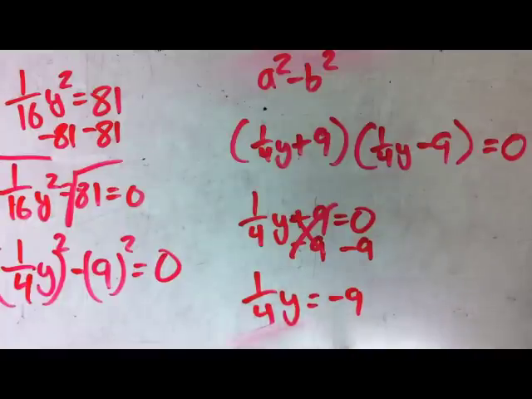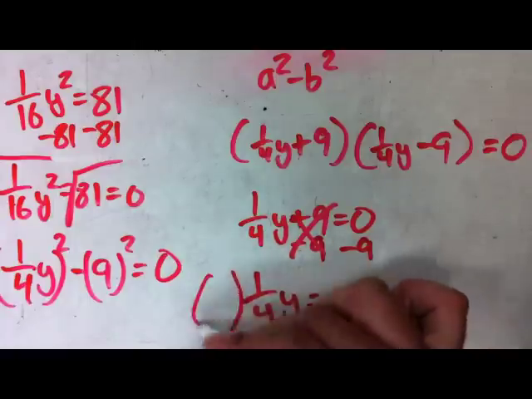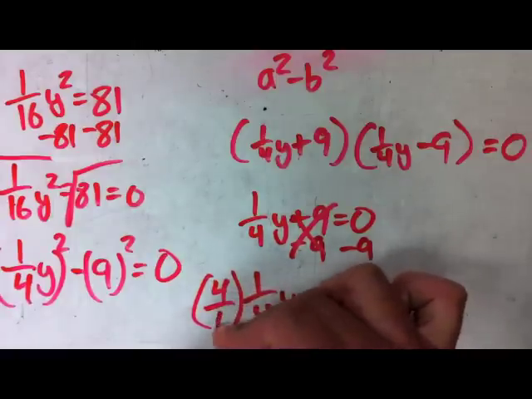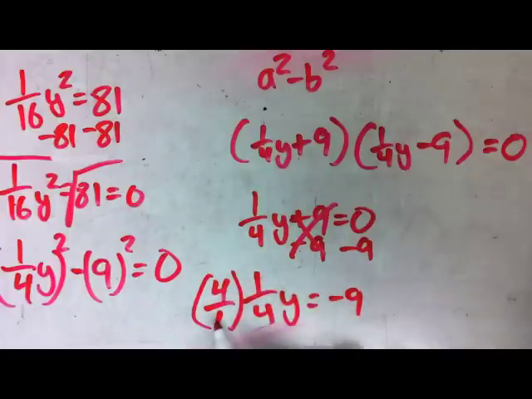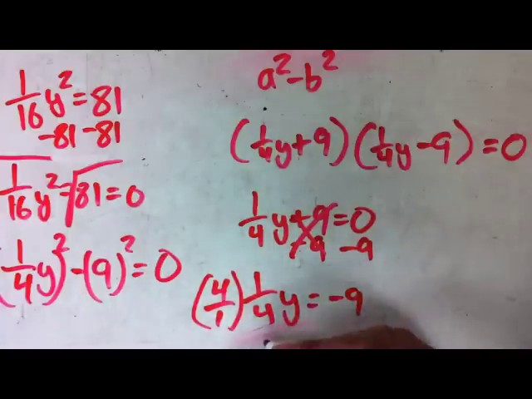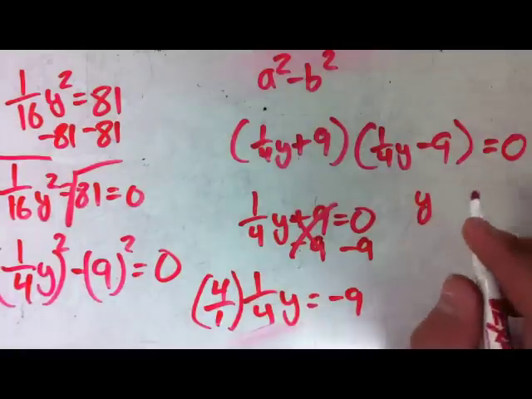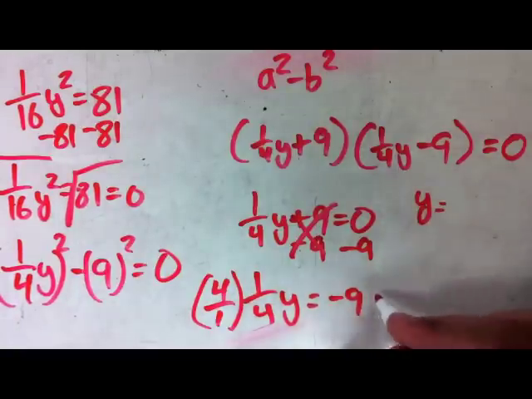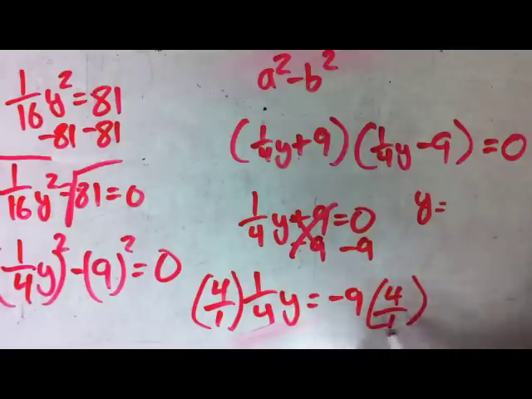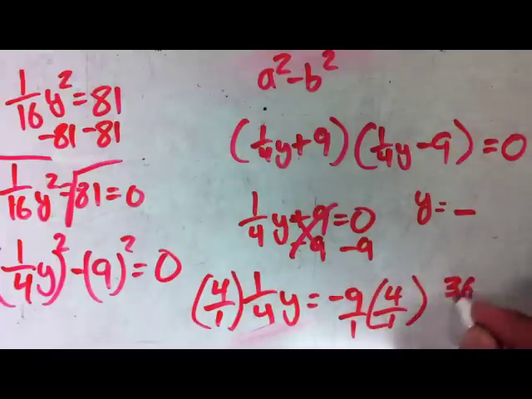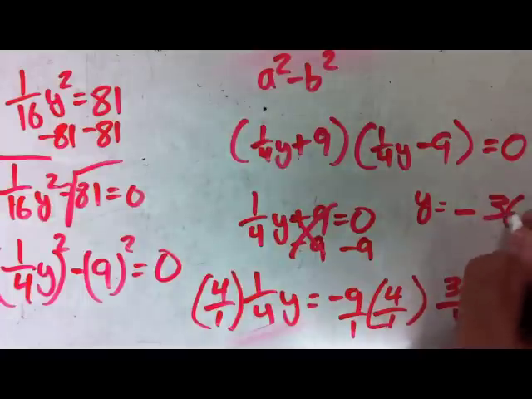Now, in order to get 1/4 away from the y, we need to turn it into a 1, so it's 1y. Remember, we do this with a fraction by multiplying the fraction by its reciprocal. In this case, it's 4 over 1. 4 times 1 is 4, and 1 times 4 is 4. 4 over 4 is 1, so we're left with y. And then we do the same thing to the other side over here. 4 over 1. Since this negative 9 isn't a fraction, we need to turn it into a fraction. A negative times a positive is going to give me a negative, but I know this one's going to be positive, so I'll just put a negative right now. 9 times 4 is 36. And 1 times 1 is 1. 1 goes into 36, 36 times.